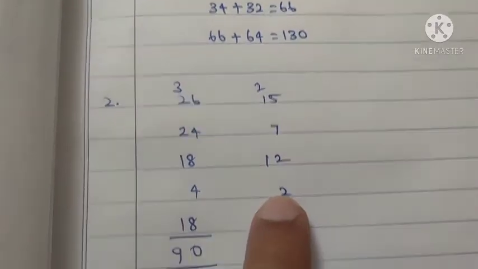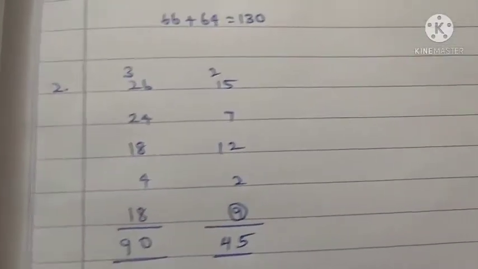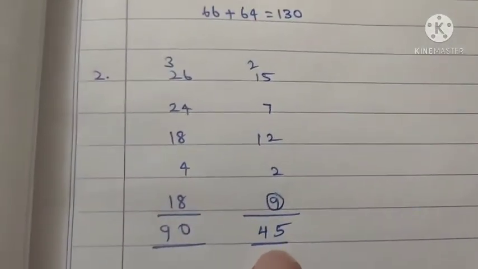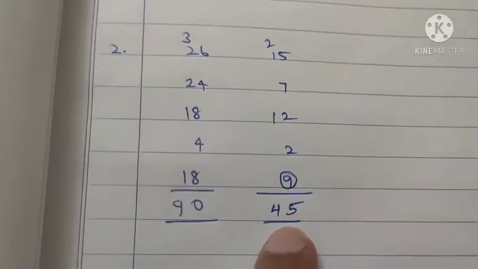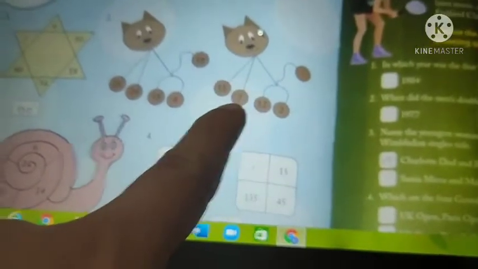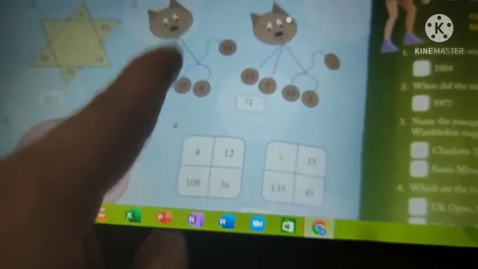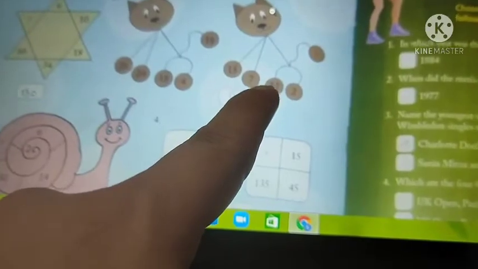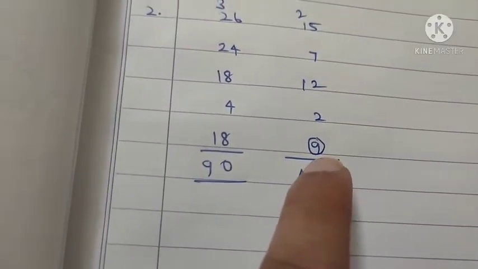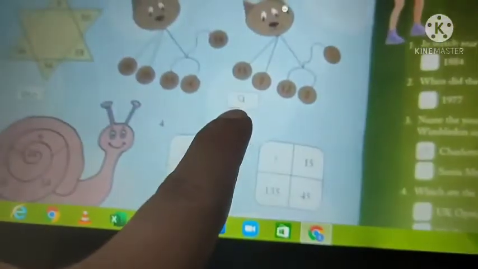Finally, one number is missing. If you find and add that missing number, what answer will you get? You should get 45, because the total of the first diagram divided by 2 is the total of the second diagram. The total of the first diagram is 90. 90 divided by 2 is 45. So the number you should have added is 9. So the answer is 9.